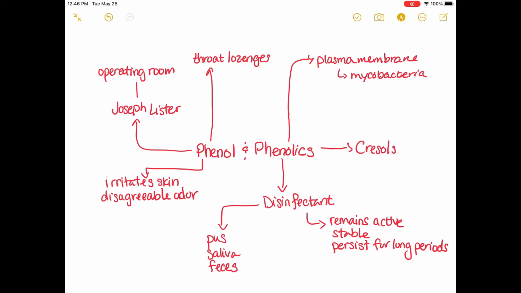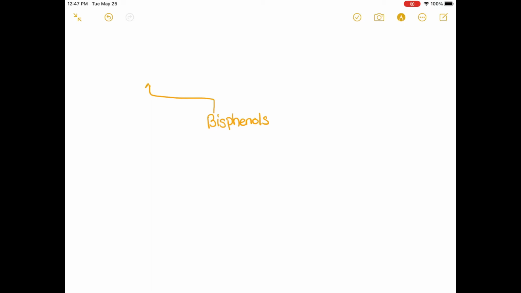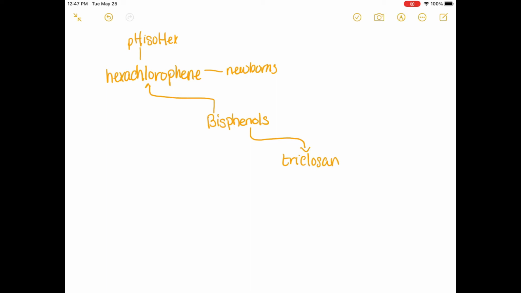O-phenylphenol is a cresol that is found in most Lysol. Bisphenols are derivatives of phenol that have two phenolic groups connected by a bridge. An example is hexachlorophene. It is included in a prescription lotion that is used for surgical and hospital microbial control. Hexachlorophene is used to treat and protect newborns from skin infections caused by staphylococci and streptococci.